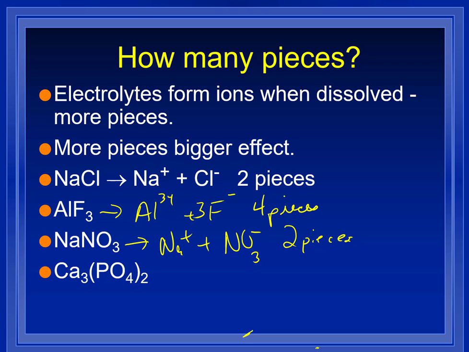Well, if you named it, you would name it calcium phosphate. And there are 2 calciums and 3 phosphates, so that would be 5 pieces. Are we okay with that?